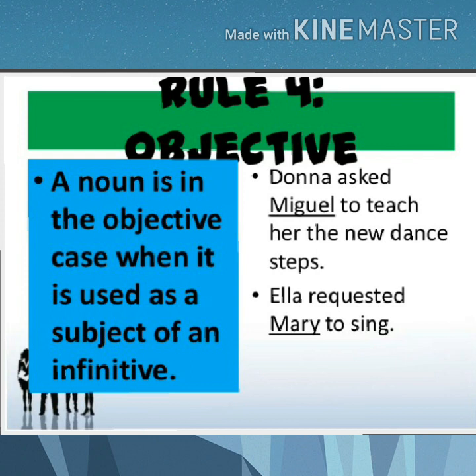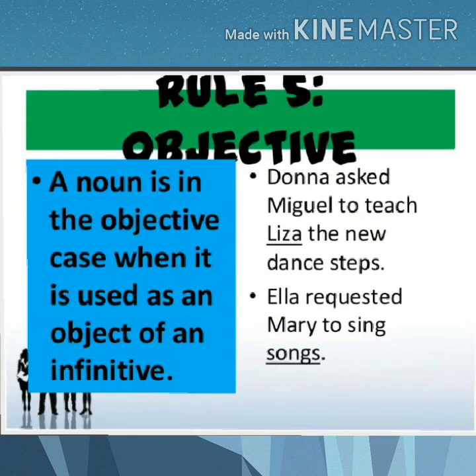Here is rule number 4. A noun is in the objective case when it is used as a subject of an infinitive. For example, Donna asked Miguel to teach her the new dance steps. Ella requested Mary to sing. Here the underlined words are used as an objective case and they are used with infinitive verbs.